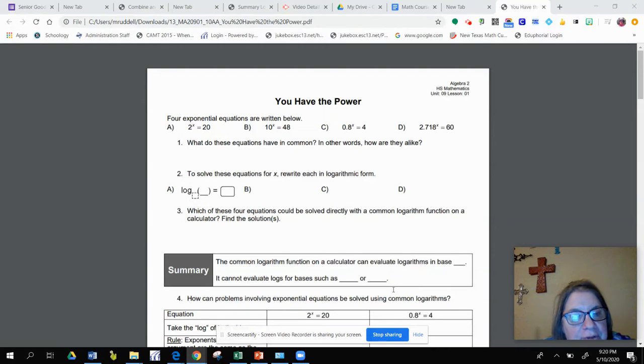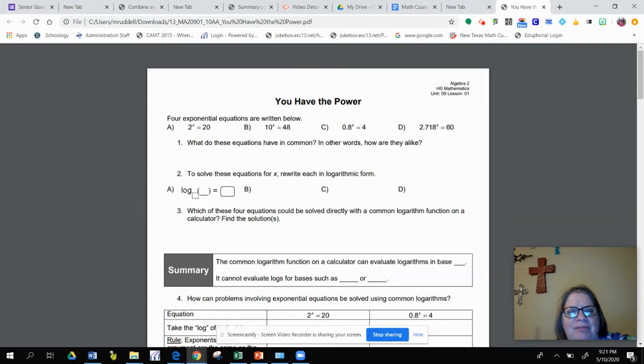Okay, guess what, Algebra 2 students? This is your last set of notes for the school year 1920. I can't believe we're here. I can't believe we're ending this way, but this is what it is.